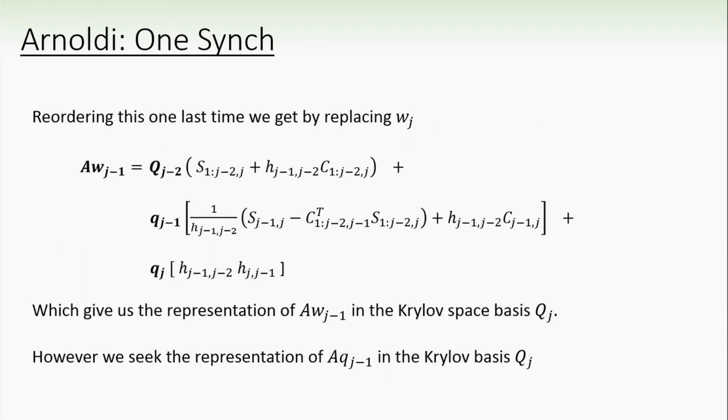And after that, with some algebra, I'm skipping a few steps because there's already been a lot, but we can get this in a form where we have AWJ minus 1 represented in the Krylov space basis of Q. But again, we seek the representation of AQJ minus 1 within this space. So we have to play this game just a little bit further.